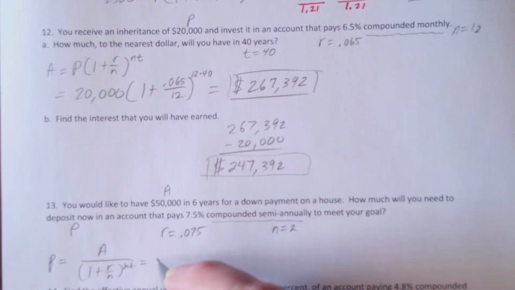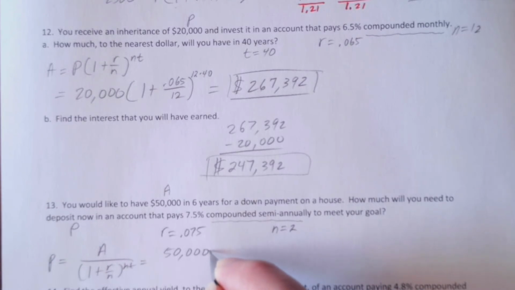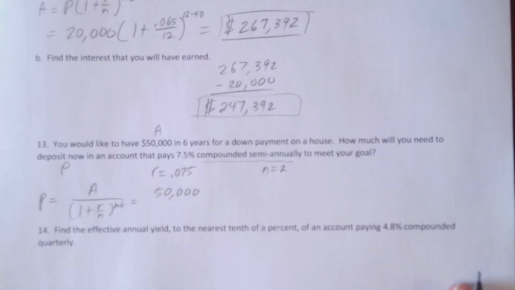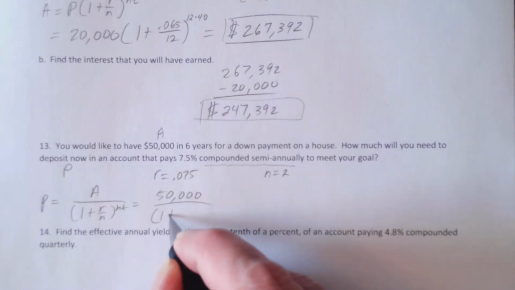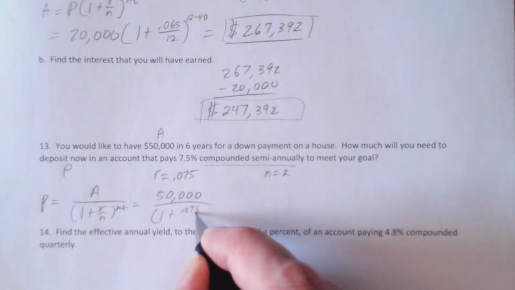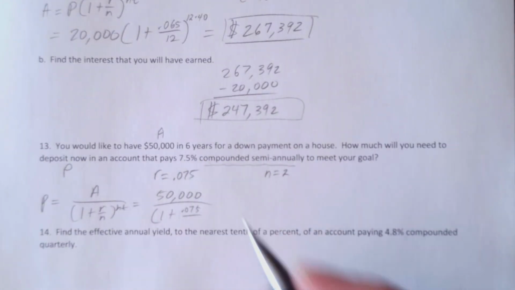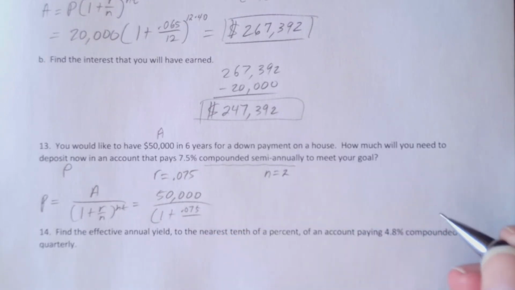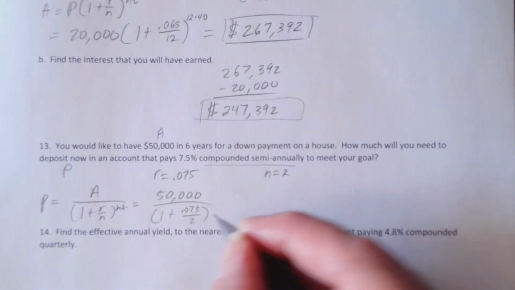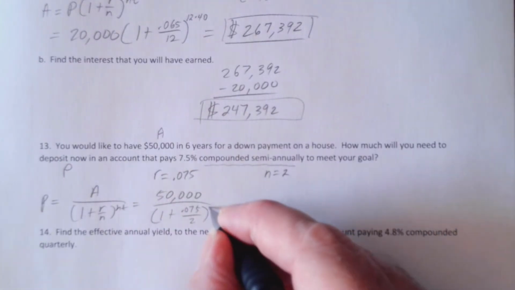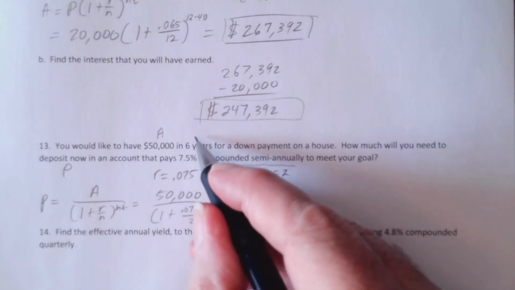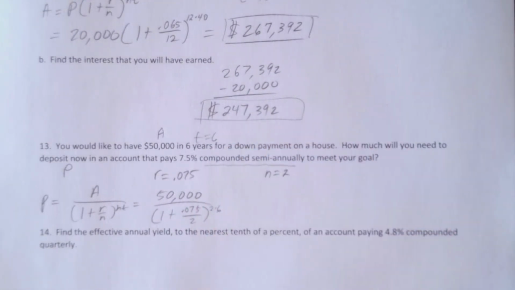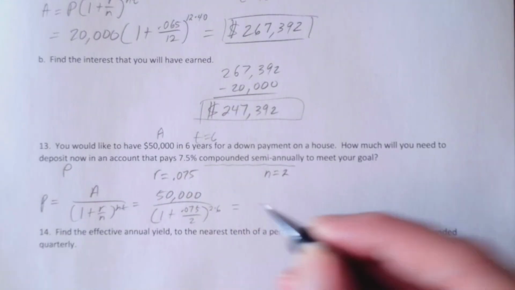All right, so let's go ahead and plug in our numbers. We've got 50,000 over 1 plus 0.075. That's 7.5% interest over n. Remember, that was 2. And then nt would be 2 times, in this case, 6 years. t was 6. And so this is what we have to plug into our calculator.